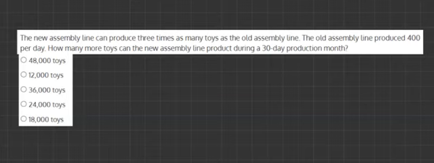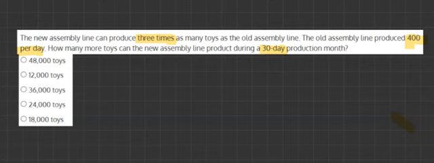So as always, we're going to highlight the key parts, and as it's a math question, the key parts are normally numbers. So we've got the new assembly line can produce 3 times as many as the old, and then the old assembly line produces 400 per day. And we're trying to work it out for a 30-day period. Now, we're going to break it up first into the old assembly line and the new, and then we can answer the question, how many more toys can the new assembly line produce?